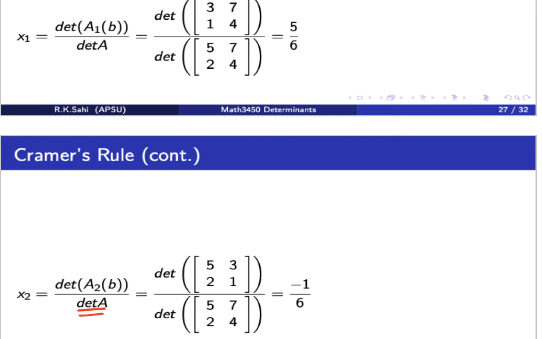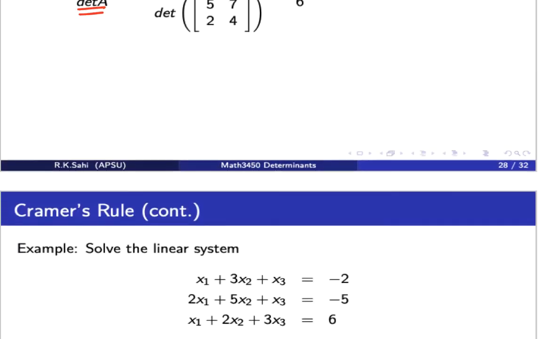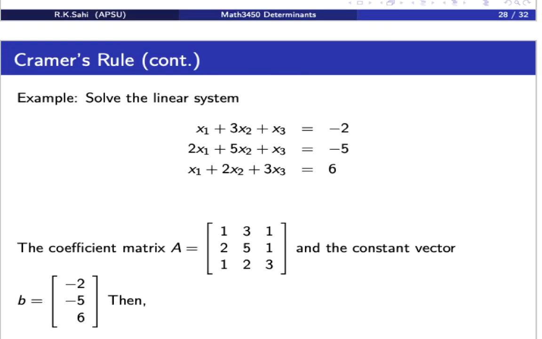Okay. Now this was an easy 2 by 2. Let's look at a 3 by 3 matrix. Now in a 3 by 3 system, we have x1 plus 3x2 plus x3 equals minus 2, 2x1 plus 5x2 plus x3 equals minus 5, x1 plus 2x2 plus 3x3 equals 6. Now for the coefficient matrix, basically remove the x1s, x2s and x3s and the pluses, and just write down the elements. The constant vector is minus 2, minus 5, 6.